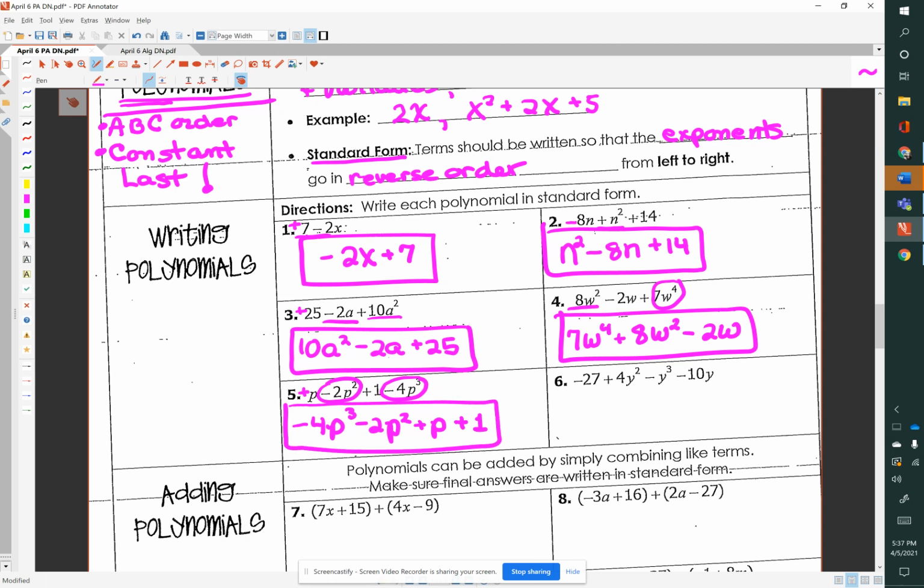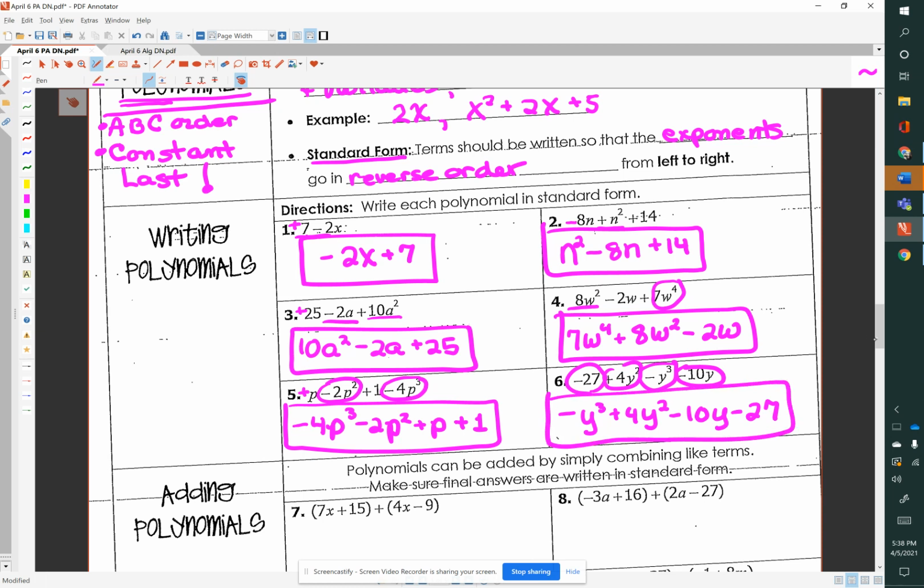And then in number 6, I hope you got number 5 right. Let's see how you did with number 6. We start with the negative y to the 3rd power, and then we'll put the positive 4y squared, and then the negative 10y, and we have an invisible exponent of 1 there. Let me write this y squared so it's a little clearer to read. Okay, minus 10y, and then our constant, minus 27.